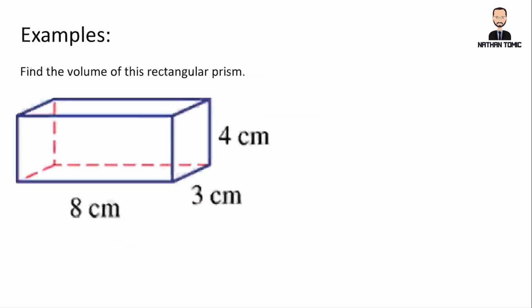So let's have a look at an example. Here we have a rectangular prism. So we could say the volume of this rectangular prism is equal to the length multiplied by the width multiplied by the height. So we usually talk about this one here being the length, the 8 centimeters. The width would probably be this 3 centimeters here, and we'd usually talk about the height being this 4 centimeter measurement. So we put those numbers into our formula.